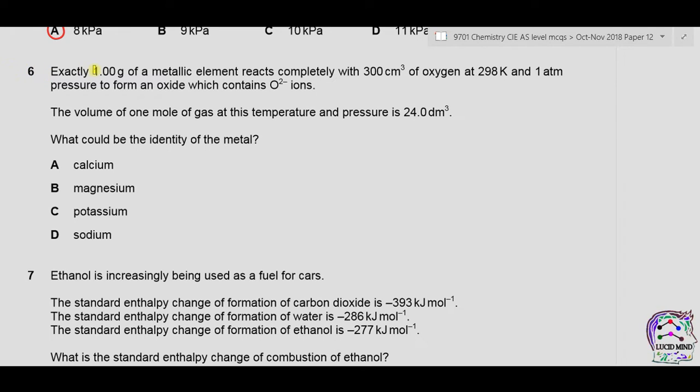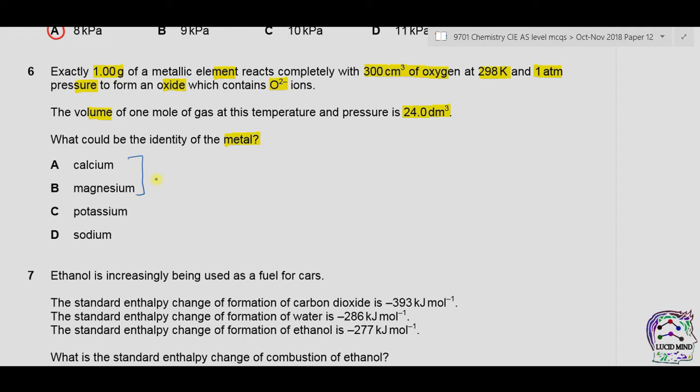Question number 6. Exactly 1 gram of metallic element reacts completely with 300 centimeter cube of oxygen at 298 Kelvin and 1 atmosphere pressure to form an oxide which contains O2- ions. The volume of 1 mole of gas at this temperature and pressure is 24 decimeter cube. This is constant. What could be the identity of the metal? In options, we have calcium, magnesium, potassium and sodium.